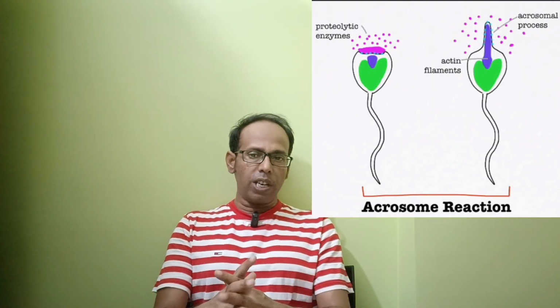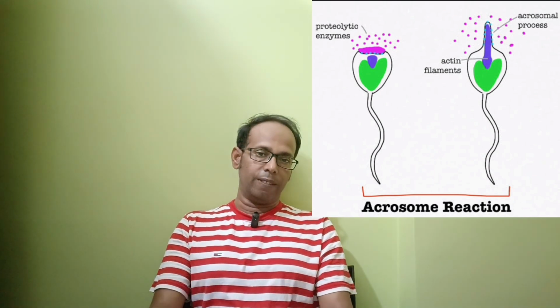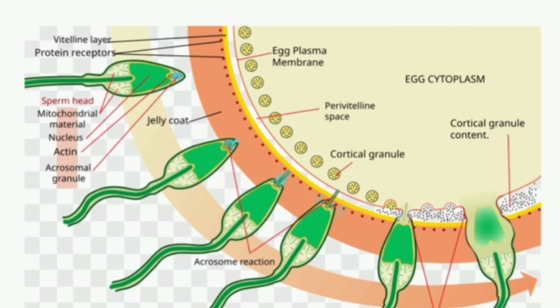The zona pellucida contains a receptor glycoprotein called ZP3, which specifically binds to the sperm head and initiates the acrosome reaction. During the acrosome reaction, the sperm releases its enzymes to digest the zona pellucida, creating a path toward the ovum.